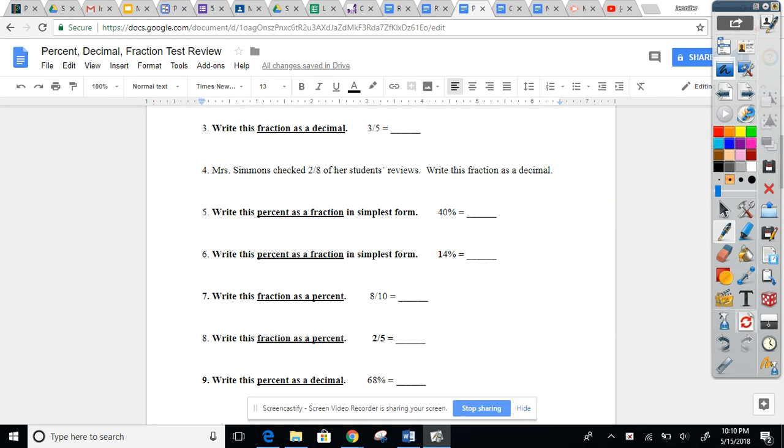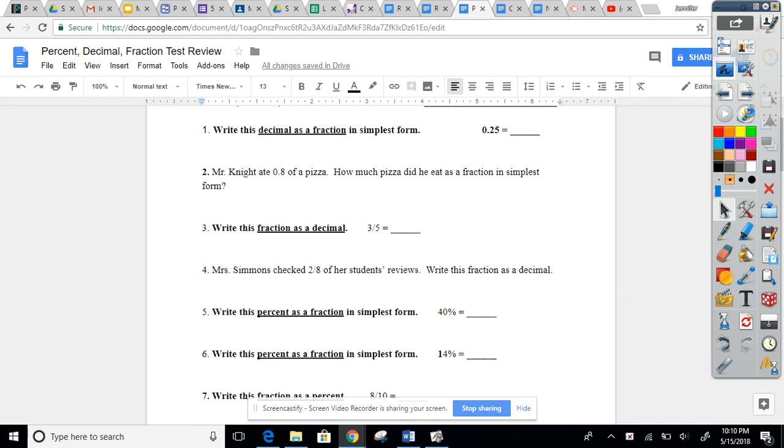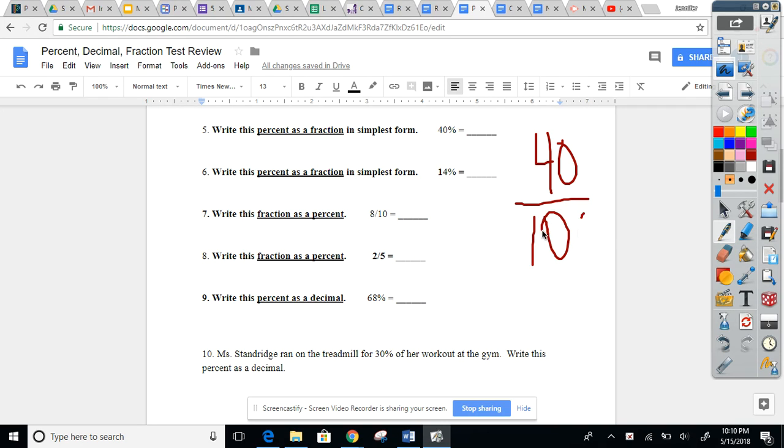Okay, let's look. We have done decimal as a fraction, fraction as a decimal. Okay, let's go down to number 5. A percent as a fraction. 40%. Percent literally means per 100. There you have it. Simplify. If I divide by 10, the zeros cancel. Now it's 4/10. 4 divided by 2 is 2. And 10 divided by 2 is 5. Okay.